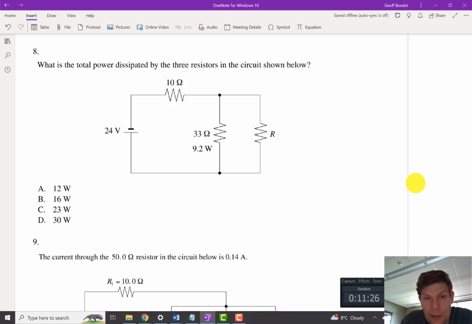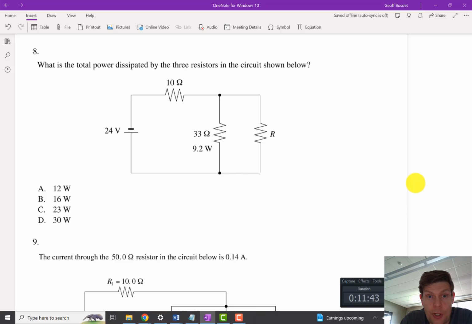Now, total current will be a little tricky, but if we could possibly find the current through the 10 ohm, then we'd be in business. And to find the current in the 10 ohm, we'd need to find the voltage drop across the 10 ohm, which is not 24.